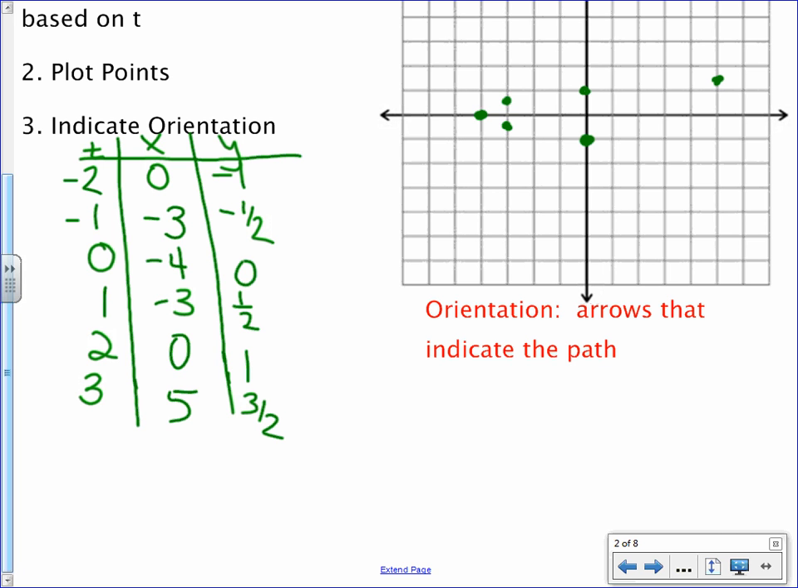So now, we began when t is -2, which is right here, correct? And then we went to t is -1, t is 0, t is 1, 2, and 3. So the direction of our orientation, the arrows that we need to put in here, would go this way, because as we drew this, our t's increased.